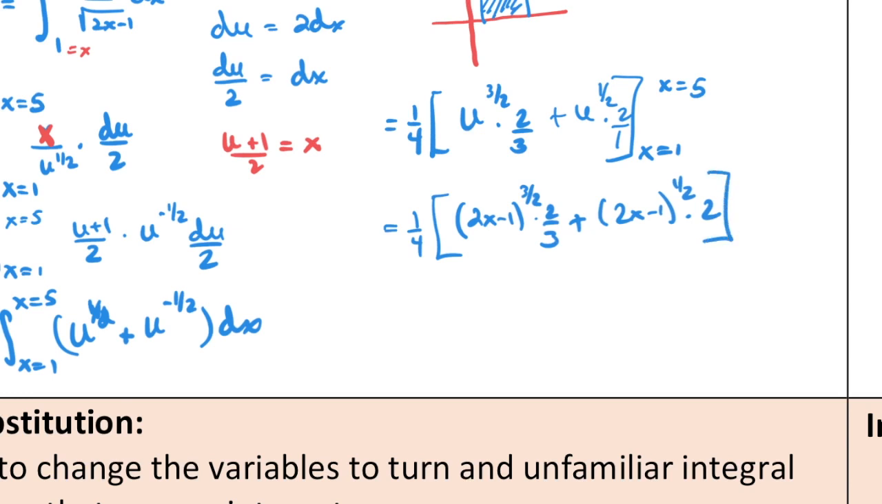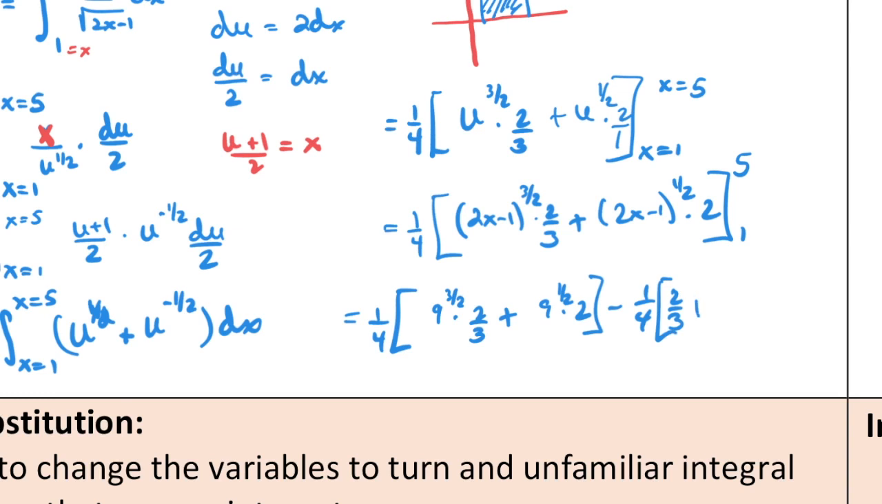times 2. Now we're ready to substitute the 1 and the 5 in because these are the x values that we were looking for. Place the 5 in first. You're going to end up with 9 to the 3/2 times 2/3 plus 9 to the 1/2 times 2, minus, put your 1 in, and you will have 2/3 plus 1 multiplied by 2. When you simplify, you should come up with a nice 16/3.